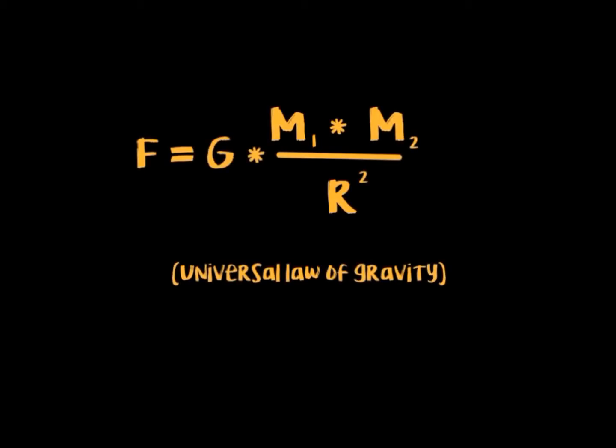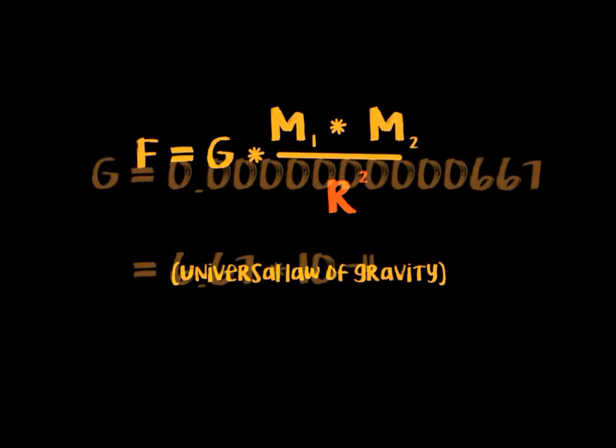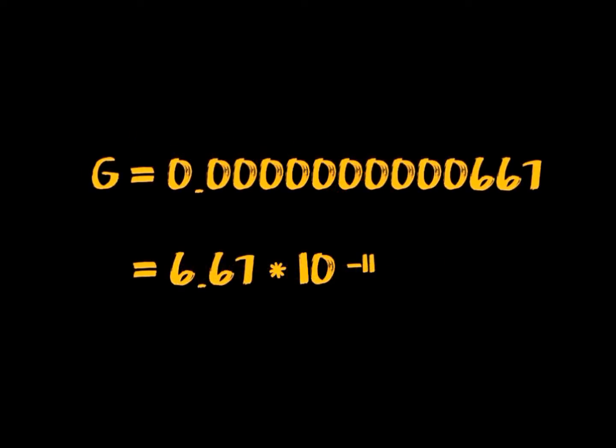Mathematically, gravity is described by the universal law of gravity. It states that the force equals a constant G times the product of mass 1 and mass 2 divided by the distance between them squared. G is a very small number, and this makes gravity itself a very weak force. It takes big masses in short distances to get a big gravitational force.